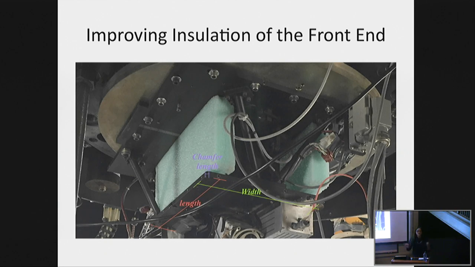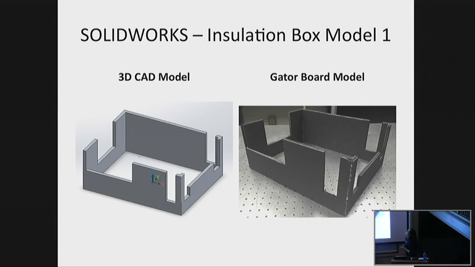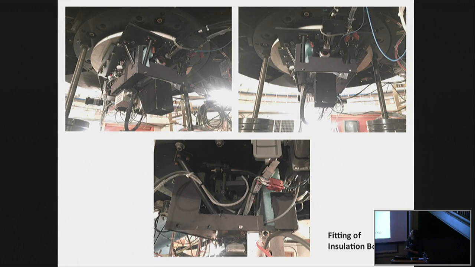Furthermore, the dome has to be kept at a very stable room temperature because we want to protect the seeing of the telescope. So this is how my first model of the insulation box looks. I first modeled it using SolidWorks, and then I reproduced it in the lab. I went back to Arizona and performed the first fitting of the insulation box, and it actually went extremely well, more than I was planning that it would go.